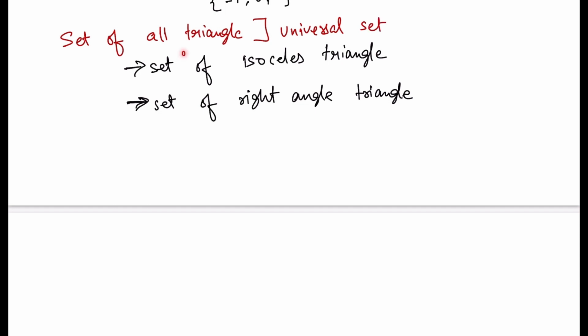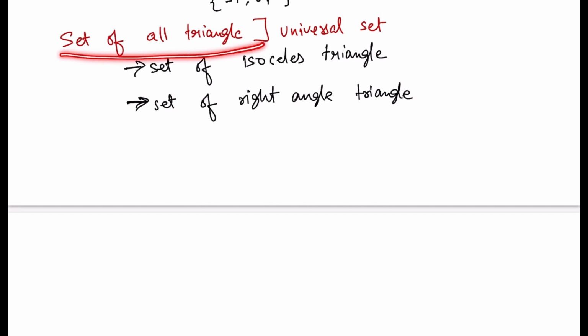Because see here, this is the set of isosceles triangles. It means in this set there are triangles, specifically all isosceles triangles. That means every triangle has two equal sides. And in the second set, all the triangles are right angle triangles. That means every triangle in the second set will have a 90-degree interior angle.